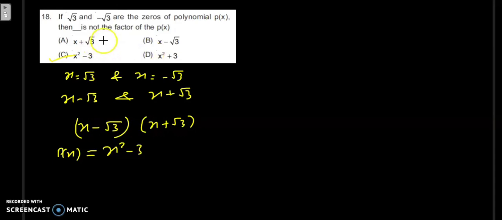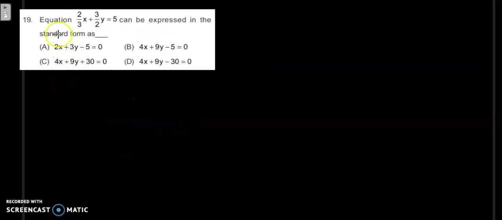Otherwise they all are factors. When you put this equal to 0, you will get x equal to minus root 3. When you put this equal to 0, x equal to plus root 3. When you put this equal to 0, x equal to plus minus root 3 you will get. So this is the polynomial. This is not a factor. Okay.